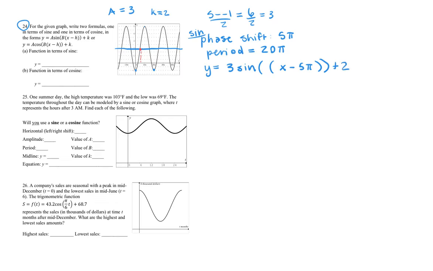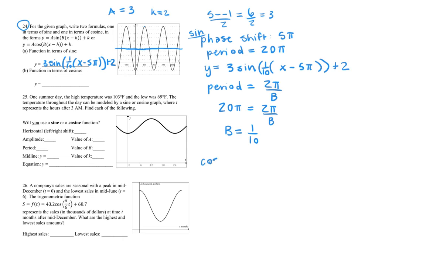Well, we know that our period equals 2 pi over b. So then we should have that 20 pi equals 2 pi over b. If we solve for b, we should get that b is equal to 1/10. So then for our sine formula, we can fill that in. Perfect. So we have 3 sine of 1/10 x minus 5 pi plus 2. Now let's move on to cosine.